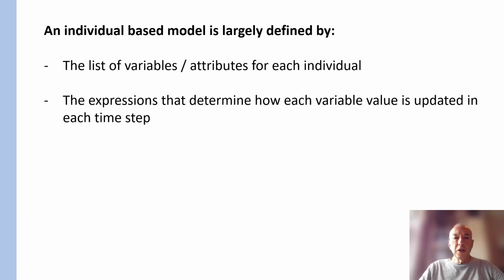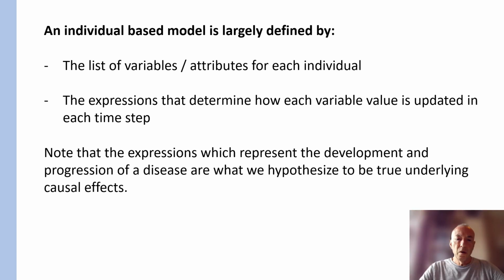Now, an individual-based model is largely defined by the list of variables or attributes for each individual and the expressions that determine how each variable value is updated in each time step. It's important to note that the expressions which represent the development and progression of a disease are what we hypothesize to be true underlying causal effects.